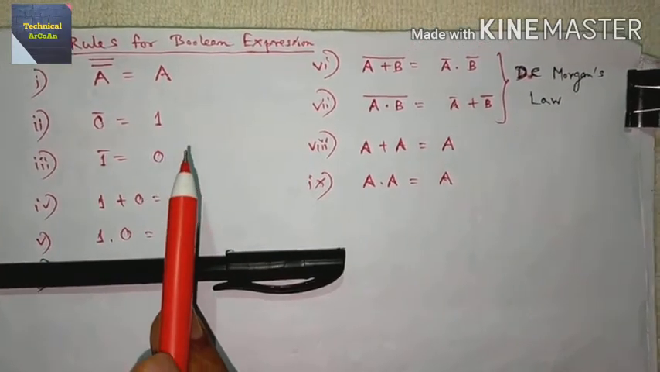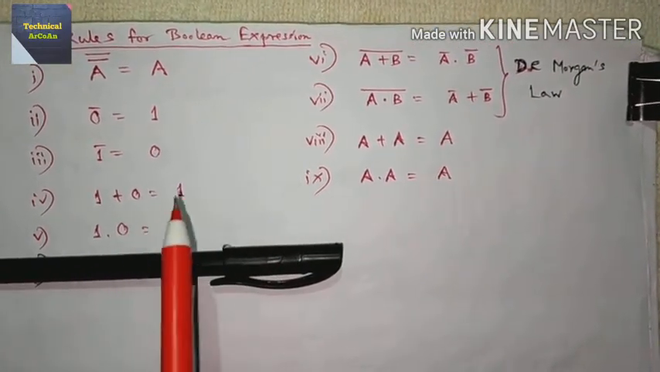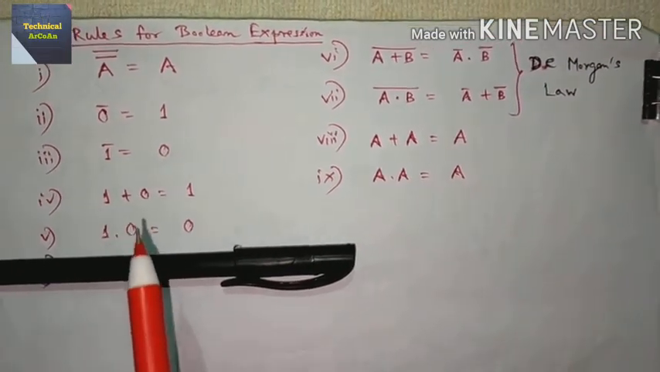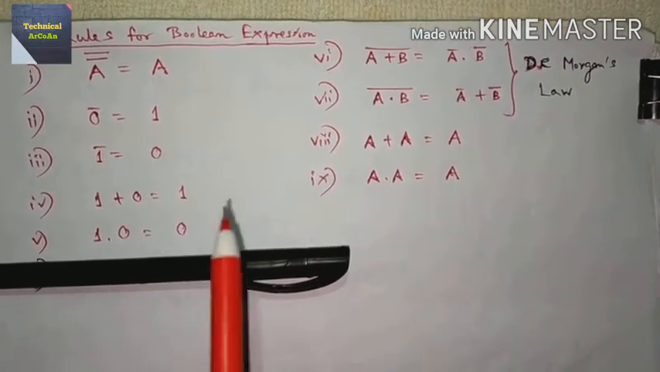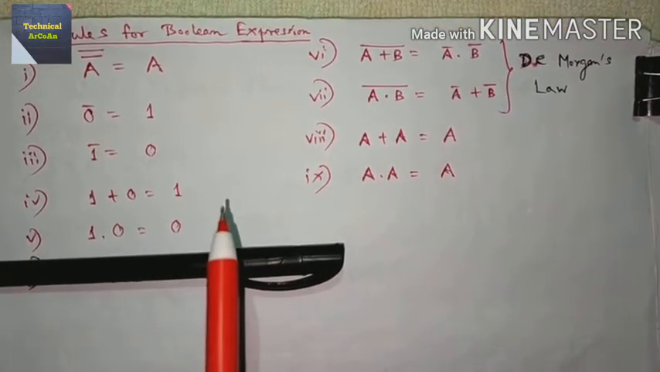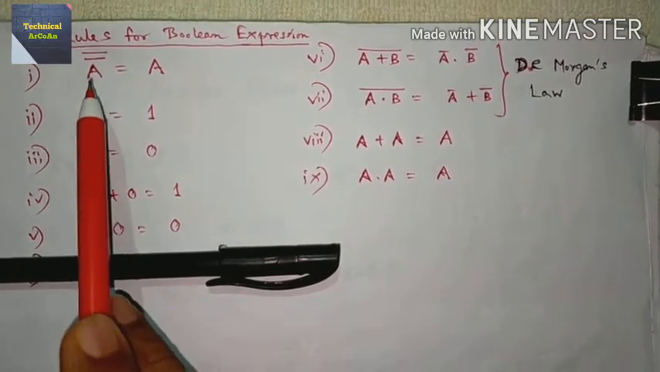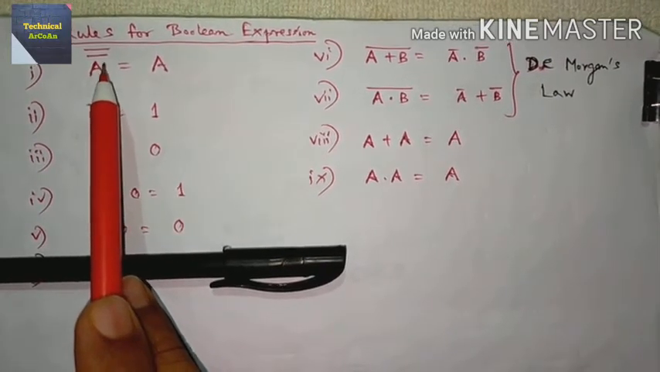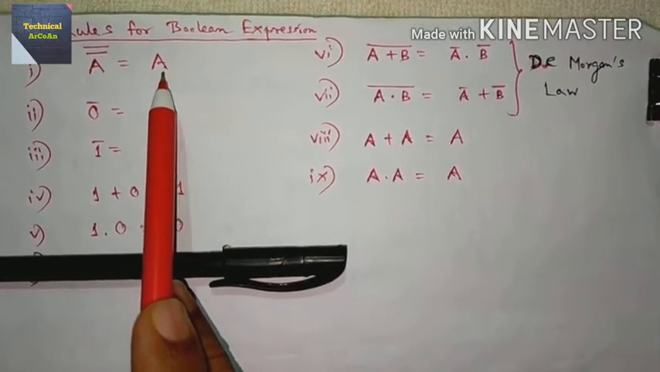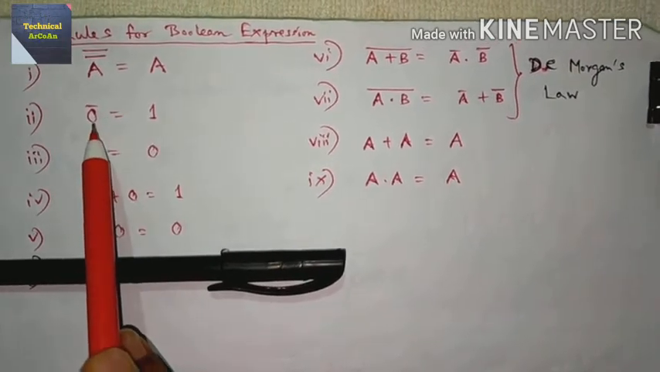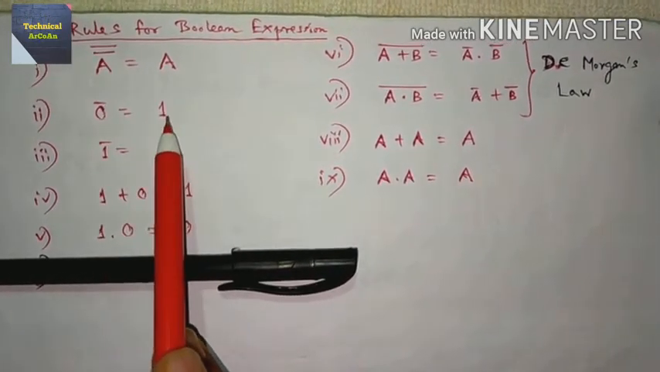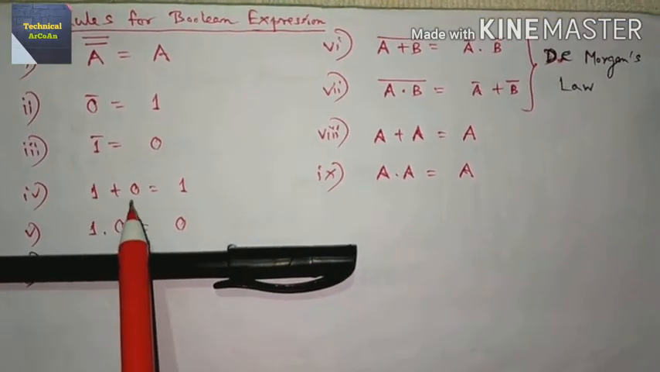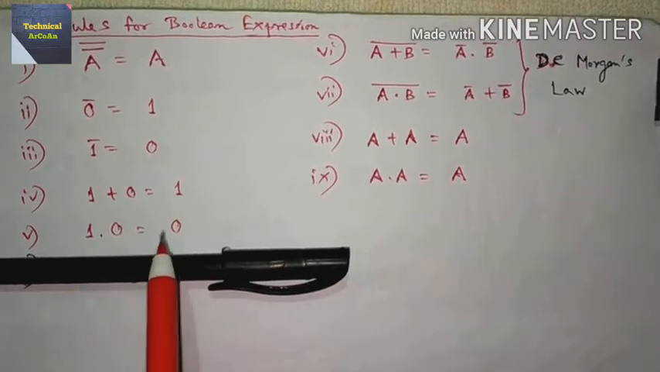Here are some rules for Boolean expressions which are needed when we do expression solving, like for universal gates or other cases. These rules are important. There are other rules too, but the most important ones are these. A double complement means A: when A is the input and we use double complement, we get A, right? When 0 is complemented, we get 1. When 1 is complemented, we get 0. When 1 plus 0, we get 1. When 1 dot 0, we get 0.